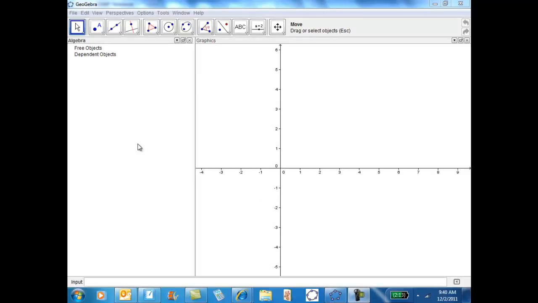You're going to need GeoGebra. First you want to get your y equals sine x graph in there, and let's call it f of x, sine of x. Alright, I think you've seen this before.